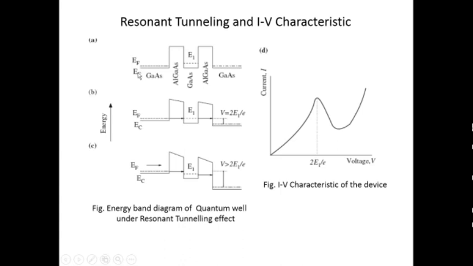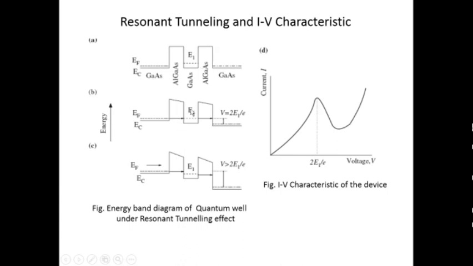See, figure A is this one. Here, the double barrier nanostructure has a quantum well formed here. E1 is the quantized energy level and EF is the Fermi level energy. This structure is not applied with an electrical voltage, so there is no field applied in figure A. This is the structure.